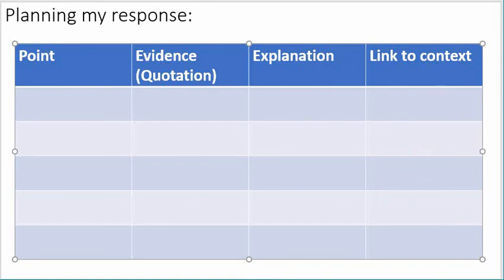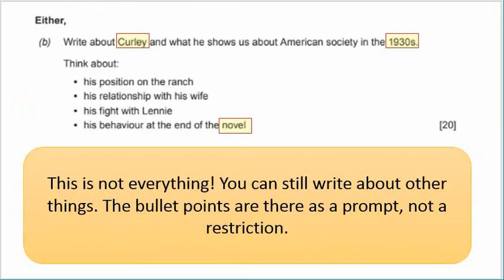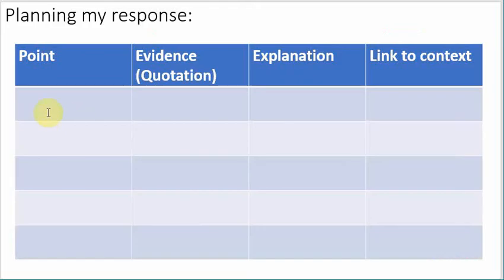If we go back to the question and have a look, it actually tells us the first thing is his position on the ranch, but Curly's position on the ranch isn't a point by itself. We need to think about something to make it a point. So in this box, we might put something like Curly has a high status position on the ranch. That way we've actually got a point that we're arguing. Much better if your point is a clear, positive statement that you can back up or argue with.